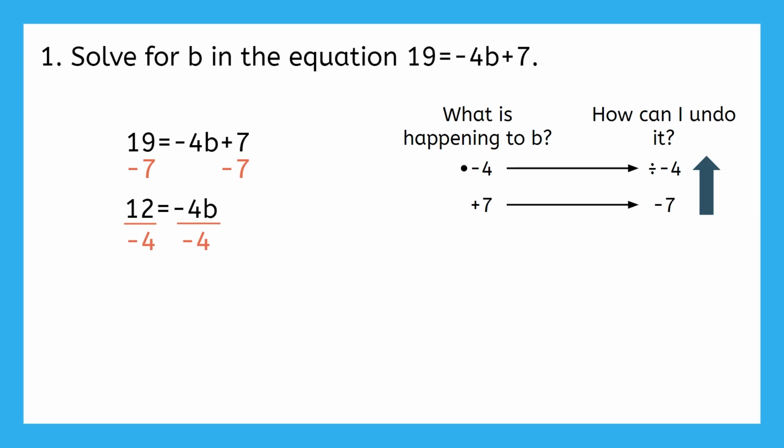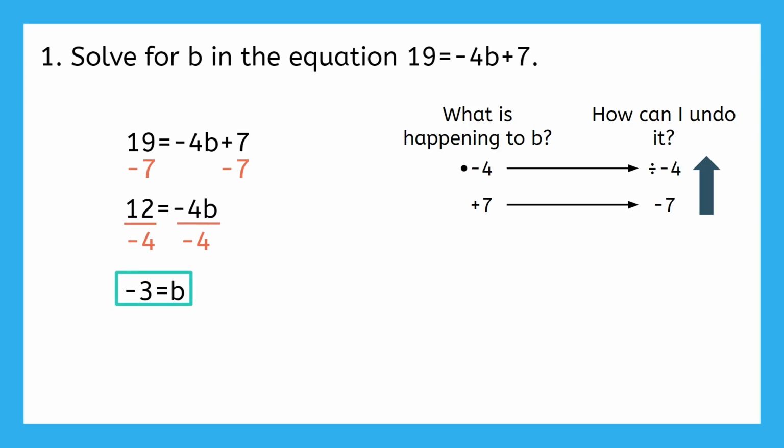On the right side, negative 4 over negative 4 makes 1, so this simplifies to 1b. Since the 1 in 1b doesn't actually do anything, we can write this as just a plain old b. On the left side, 12 divided by negative 4 makes negative 3. So our solution is that b equals -3.